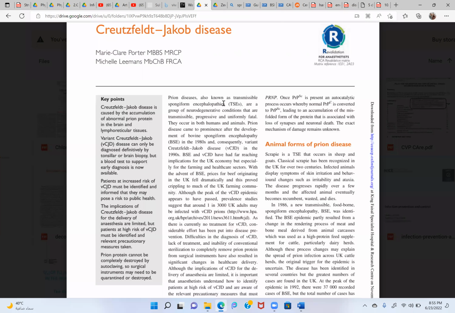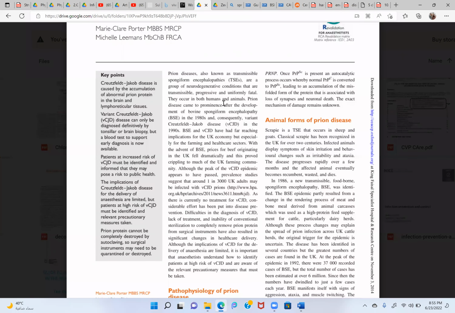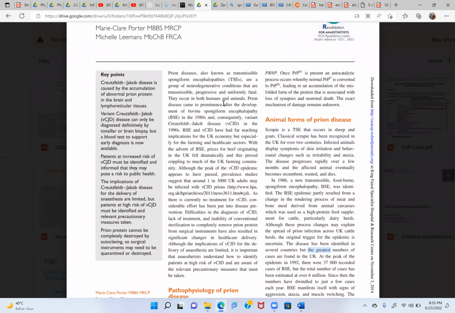Patients at increased risk of Creutzfeldt-Jakob disease must be identified and informed that they may pose a risk to public health. The implications of Creutzfeldt-Jakob for the delivery of anesthesia are limited, but patients at high risk of variant Creutzfeldt-Jakob disease must be identified, and relevant precautionary measures should be taken. Prion protein cannot be completely destroyed by autoclaving, so surgical instruments may need to be quarantined or destroyed.